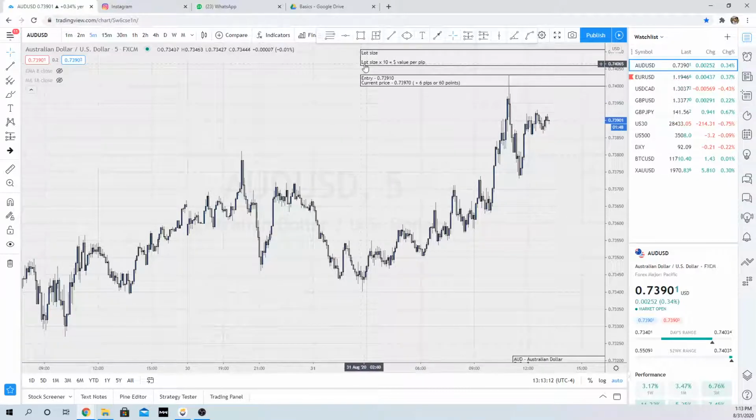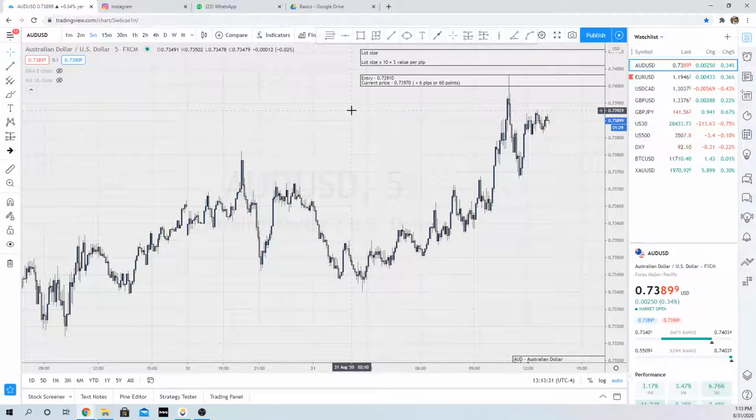Now, your lot size, before you place a trade, it's going to tell you what lot size you want to open your trade at. So I trade at a 1.0 lot size. You guys are going to be trading at a slightly lower value. We'll talk about that a little bit later because it has to do with risk management and it has to do with the size of your account.